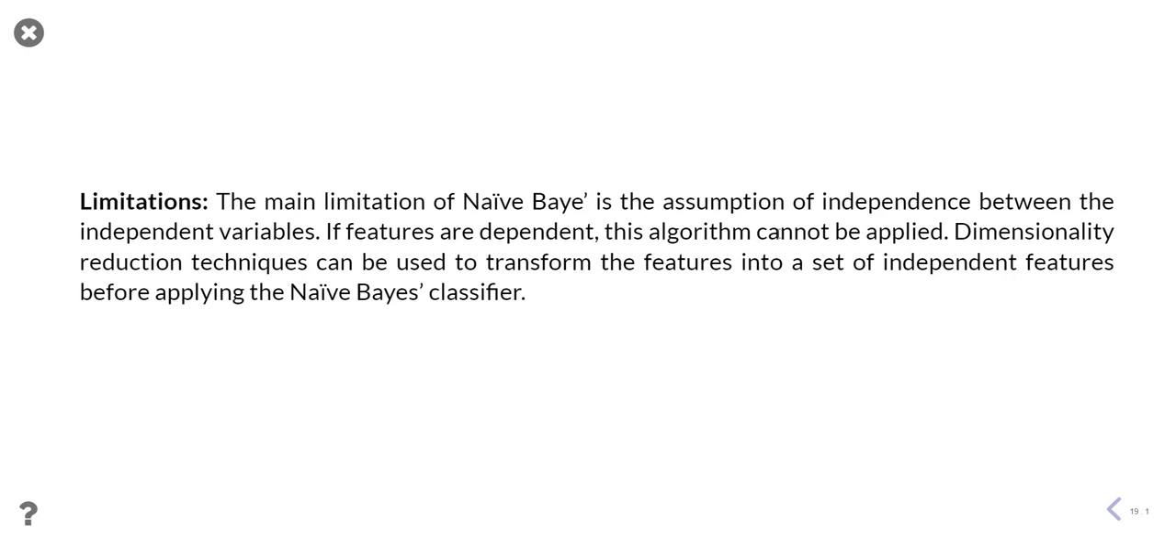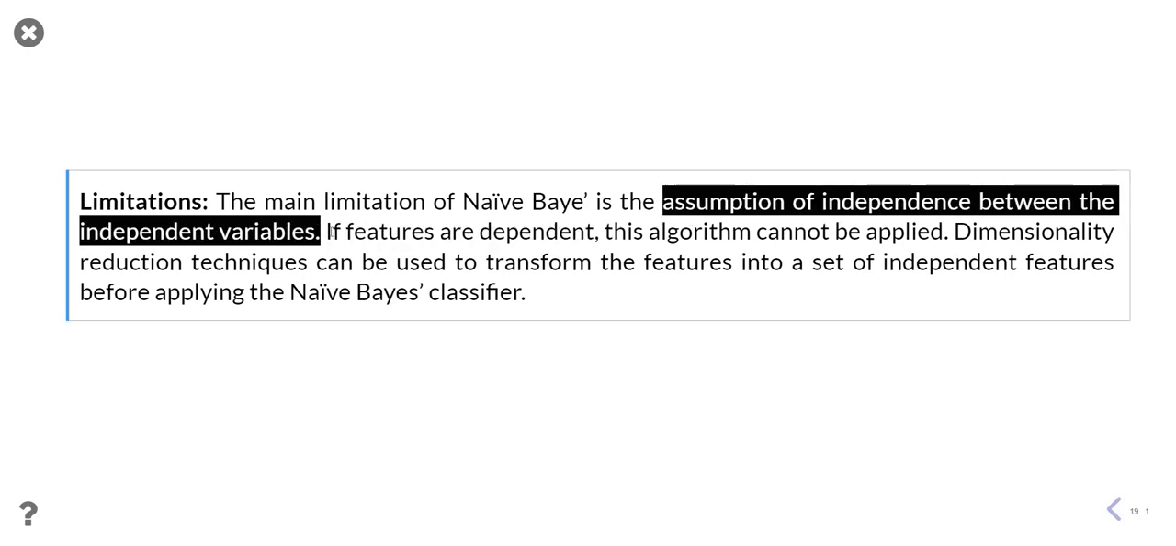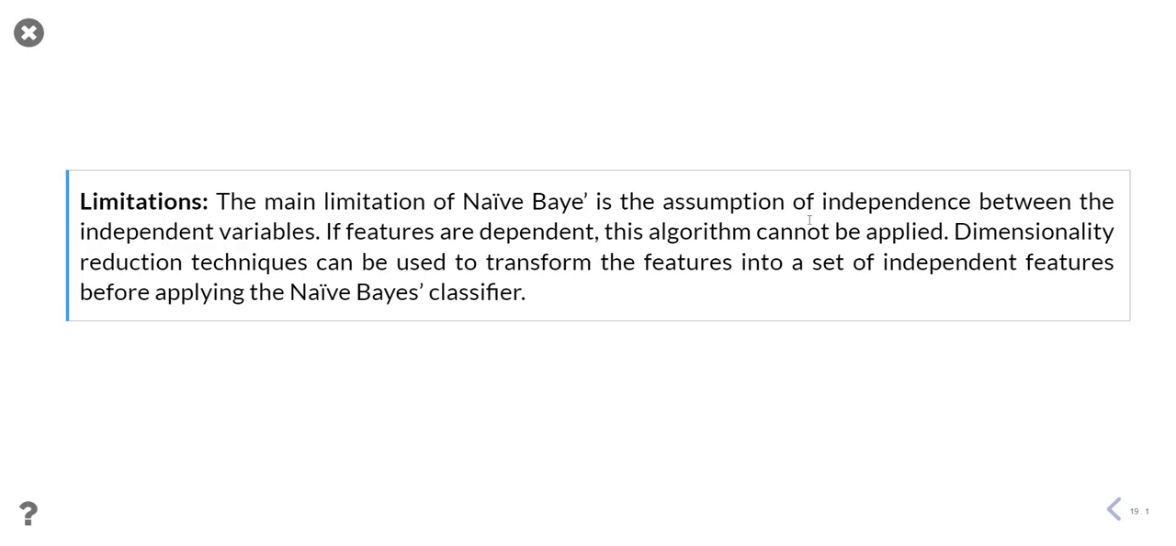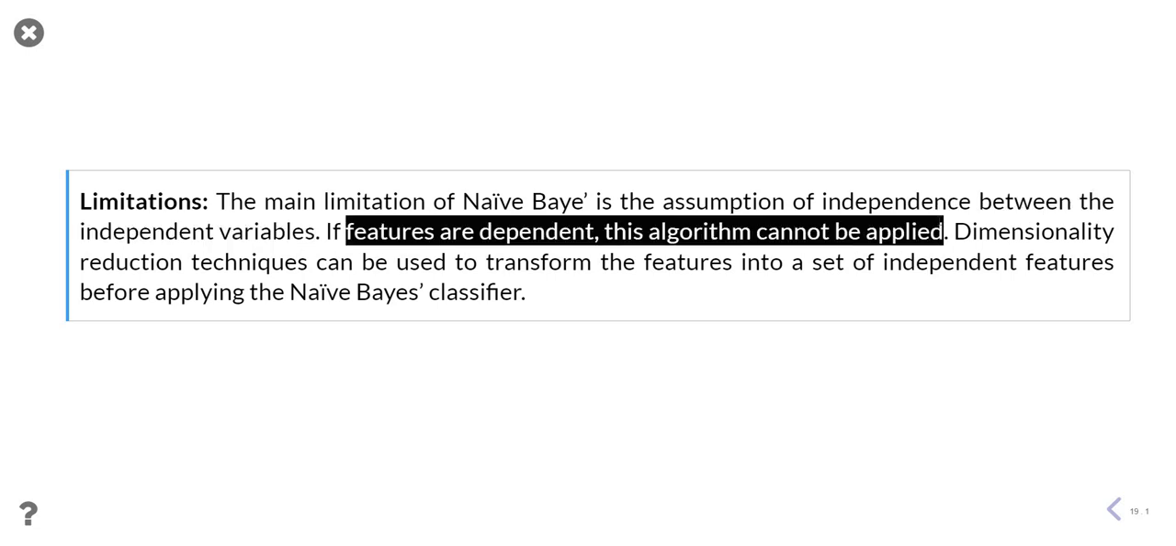One of the limitations is, of course, the assumption of independence of the independent variables. For example, just now we had the weather and also the temperature. The assumption is that these two are independent. They are not dependent on one another. If they are dependent on one another, then it will affect the performance of naive Bayes. So if the features are dependent, this algorithm cannot be applied.